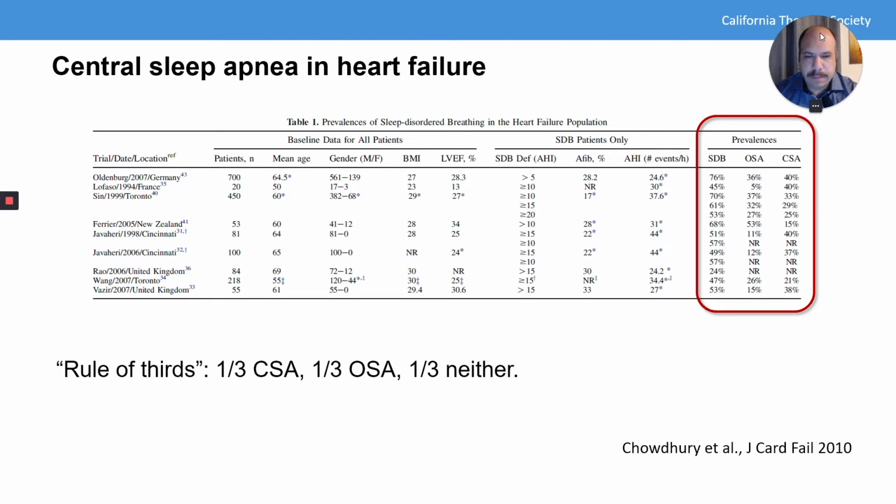So the prevalence of CSA in heart failure is fairly high overall. The rule of thirds applies here, and this is from a meta-analysis in 2010 that showed that the prevalence of CSA is roughly the same as the prevalence of OSA, and so about a third of patients with heart failure will have primarily CSA, a third of patients will have primarily OSA, and the lucky third will have neither of those.